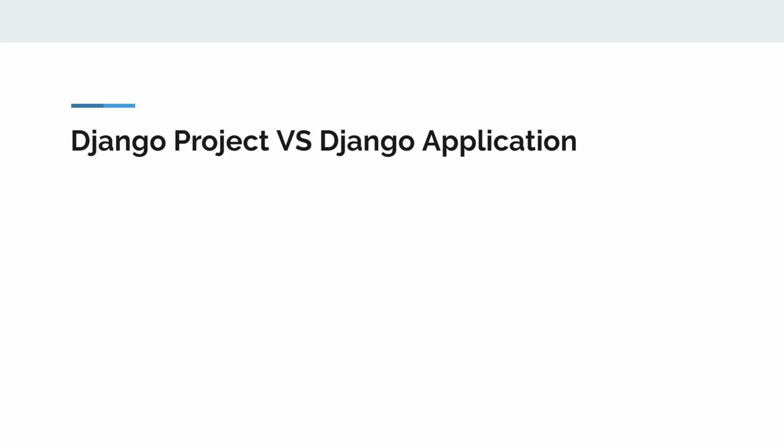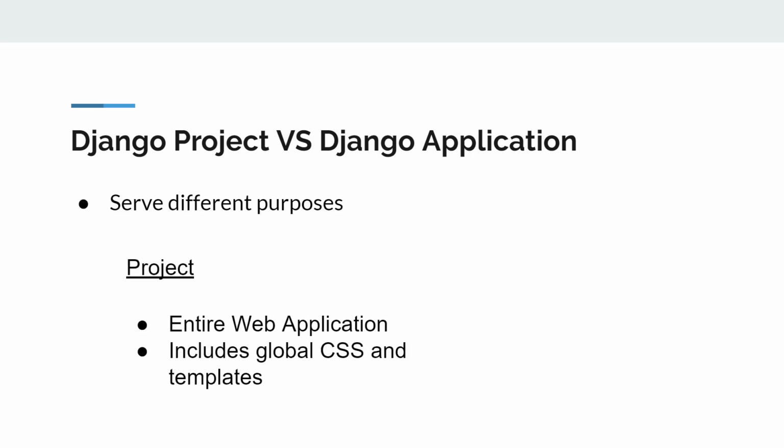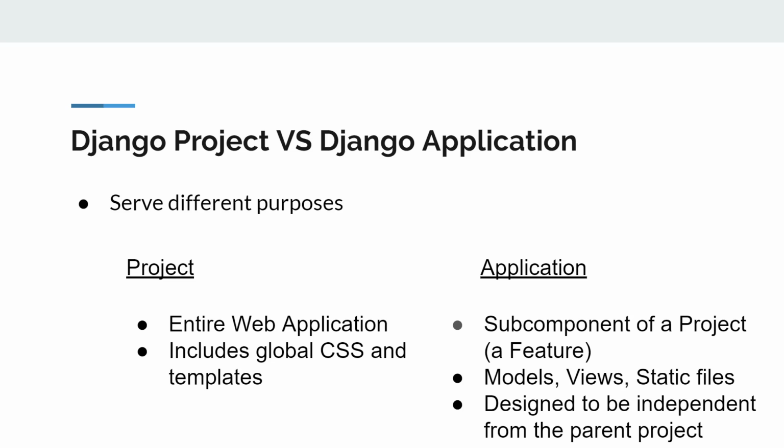In Django, a project and an app serve slightly different purposes. The project in Django refers to the entire web application and often includes files shared between apps such as CSS and templates. The app is a subcomponent of the project and represents a feature of the web application. Apps include models, views, and static files specific to a single app. The project can contain multiple apps, and an app is usually designed to be separate from other apps. An app is often designed in a way that it could be placed in another project without modification.